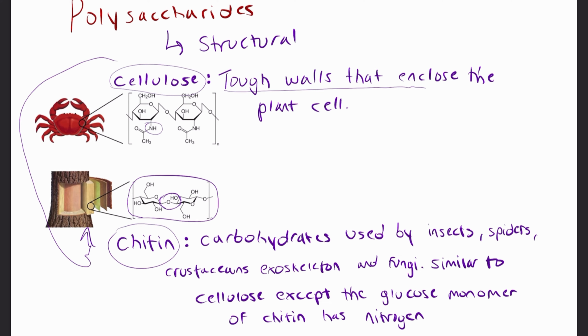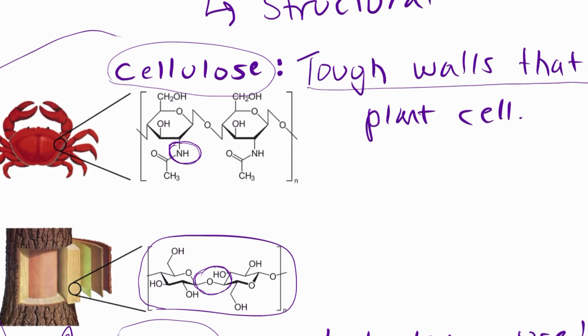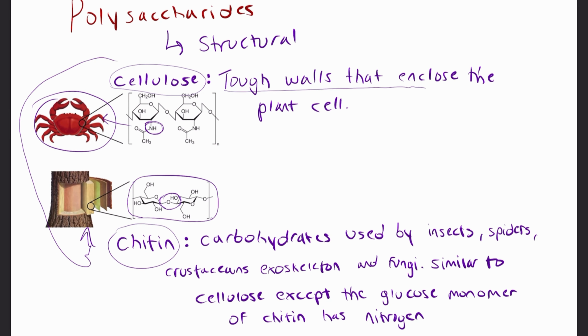Then we have our chitin, which is found in insects, spiders, crustaceans, exoskeletons, and fungi. It's similar to cellulose. However, the glucose monomer is a bit different. Chitin has a nitrogen, as you guys see here. So if you ever want to know the difference, look for that nitrogen in chitin. And we have our guy, Mr. Krabs here, that is rocking that good old chitin with the nitrogen. All right. So this is the last slide.